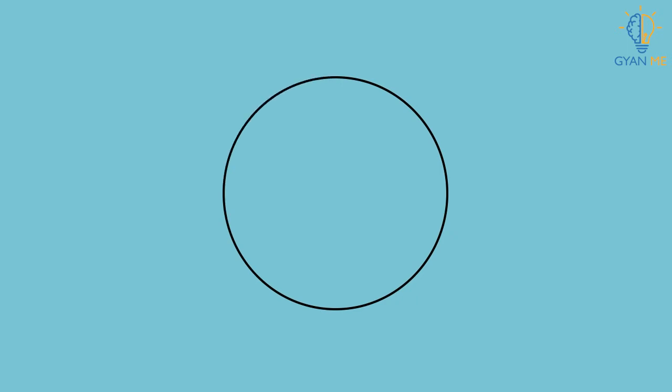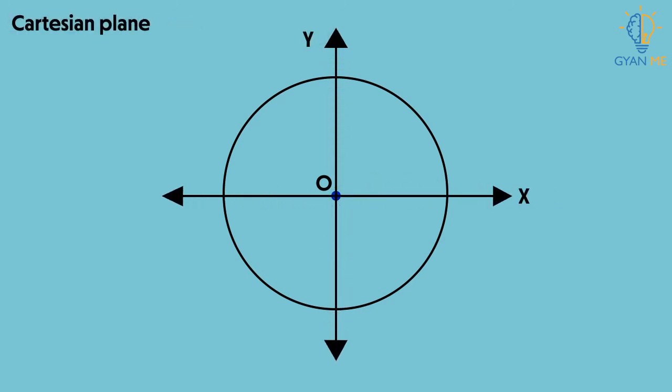Well, to answer this question, let us consider one circle with a center O and a radius of 1 unit. Draw this circle on a Cartesian plane or coordinate plane like this. Observe that the center of the circle is same as the origin of this Cartesian plane. This is the x-axis which is passing through this diameter, and this is the y-axis which is passing through this diameter. So what are the coordinates of origin here?